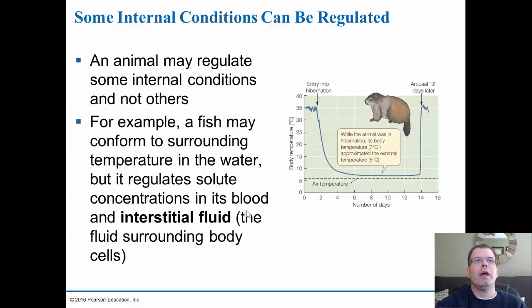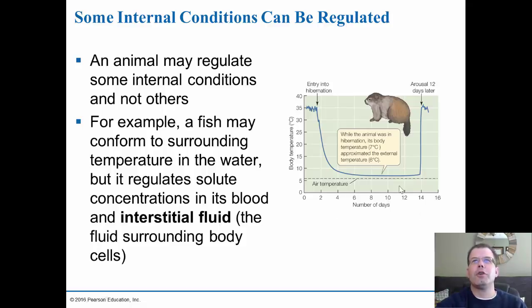Now, some internal conditions can be regulated, and again, there may be animals that can control some internal conditions and not others. One of the examples is that fish can conform to the surrounding temperature, but they regulate the solute concentrations in their interstitial fluid and surrounding body tissues so they don't freeze. And so that's one of the reasons why fish can still be active in the water, even though the water is frozen up above them, and again, they don't freeze during that time.